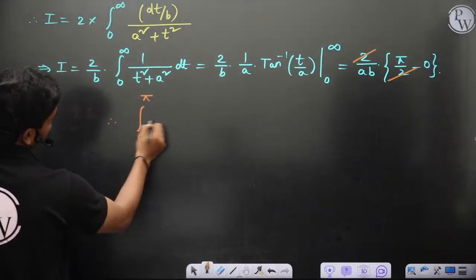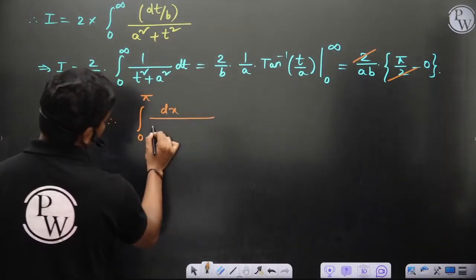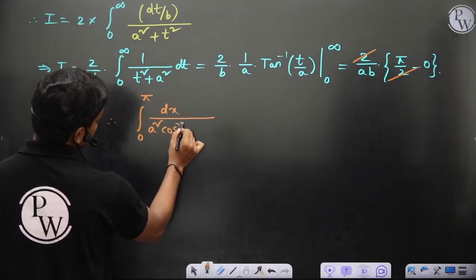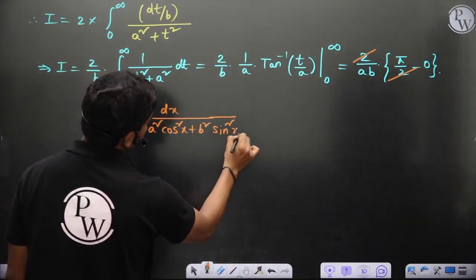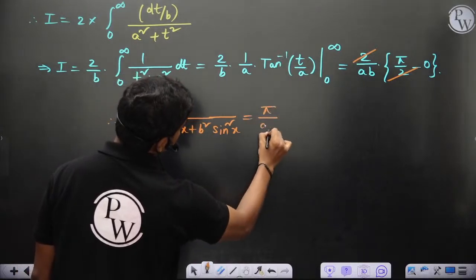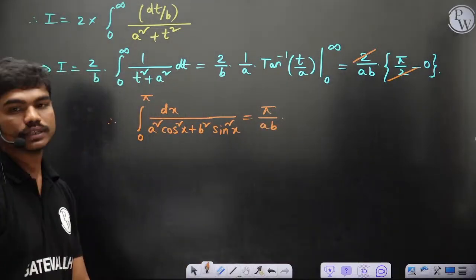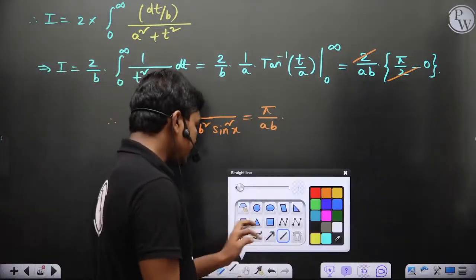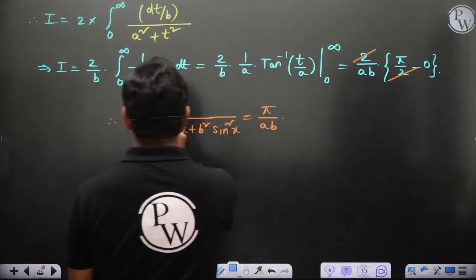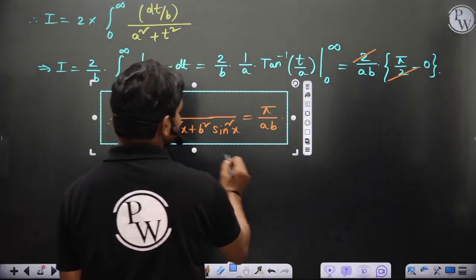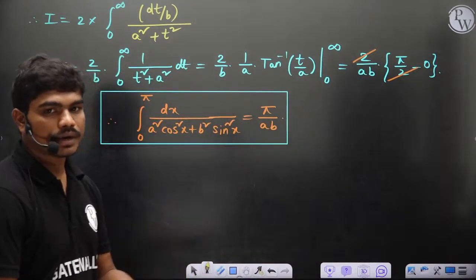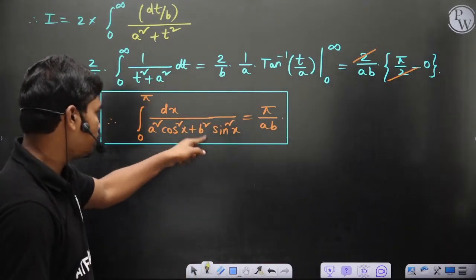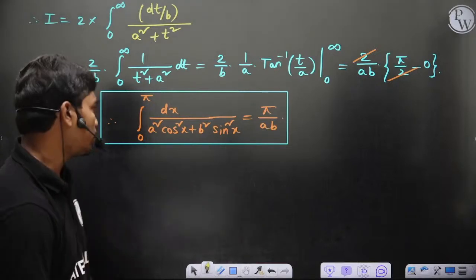Therefore the integral 0 to pi dx by a square cos square x plus b square sin square x is equal to pi by ab. Now the idea is why this result is important. That's the question: why I have shown so much effort for this result. There are many GATE questions, and not only in GATE, in many competitive exams, the questions are solved basically using this integration. We'll see how it comes.